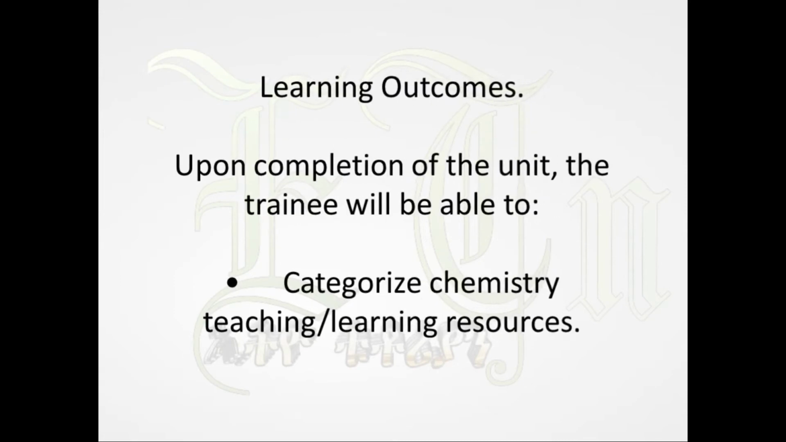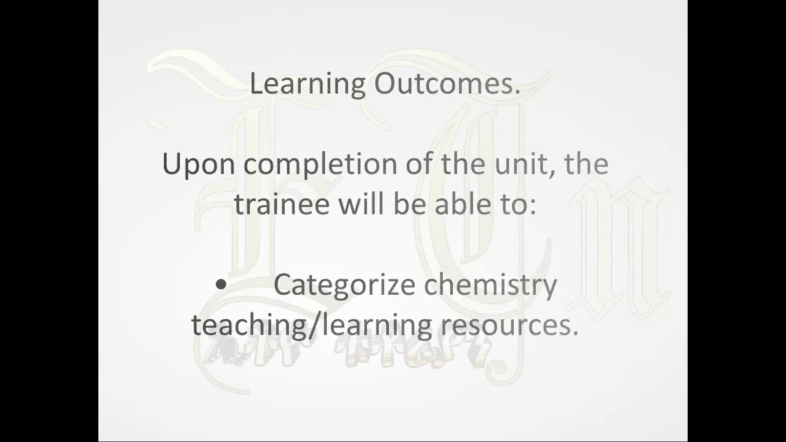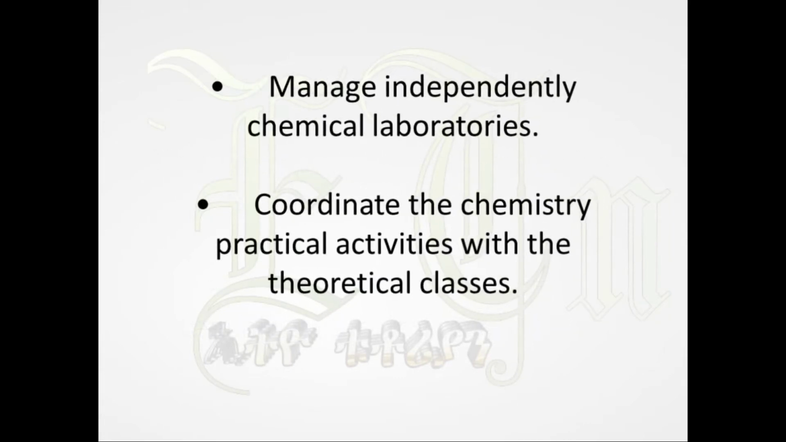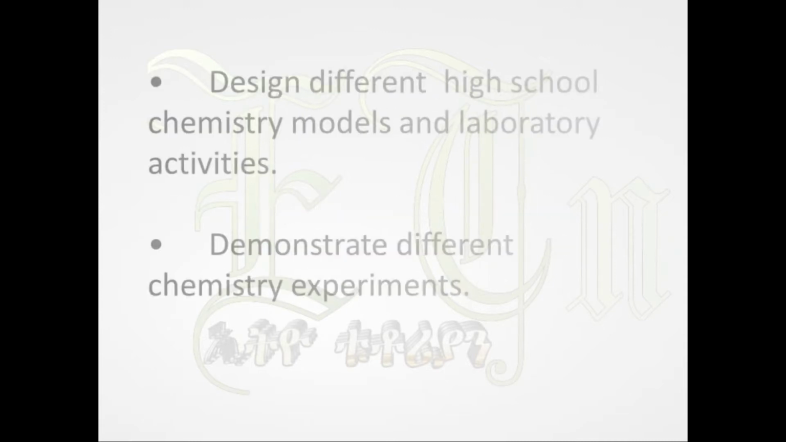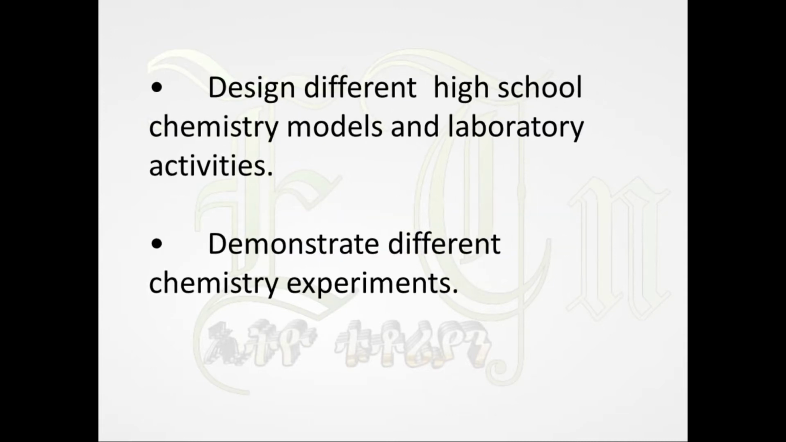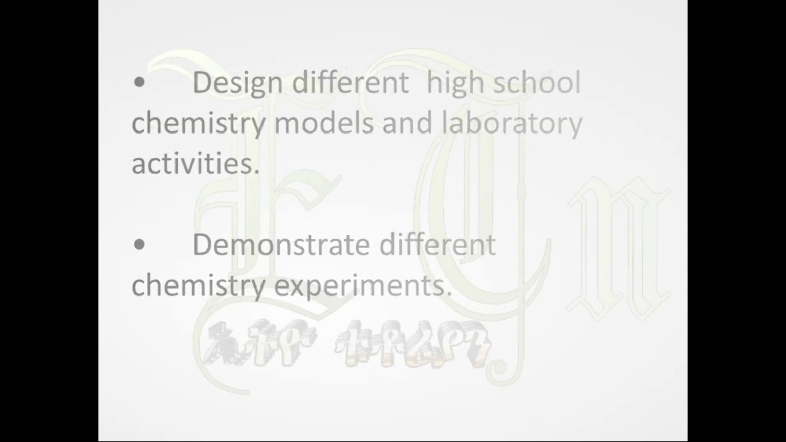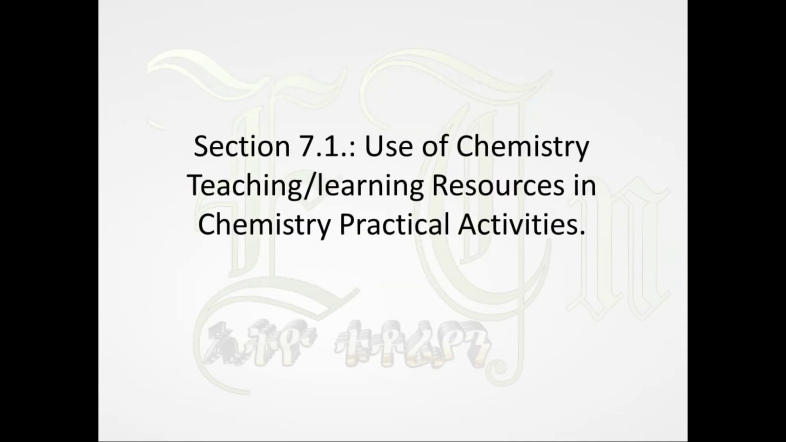Learning outcomes. Upon completion of the unit, the trainee will be able to categorize chemistry teaching/learning resources, manage independently chemical laboratories, coordinate the chemistry practical activities with the theoretical classes, design different high school chemistry models and laboratory activities, demonstrate different chemistry experiments.